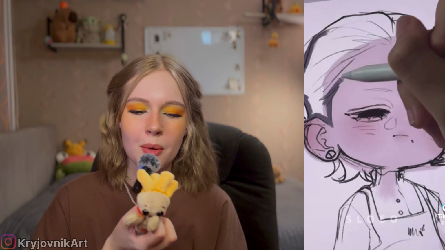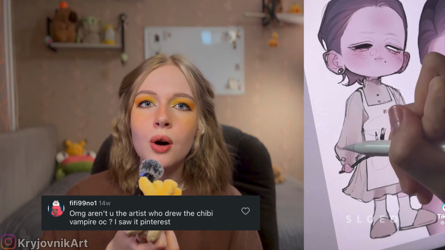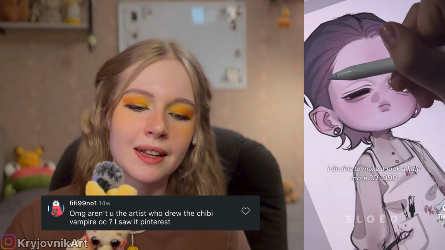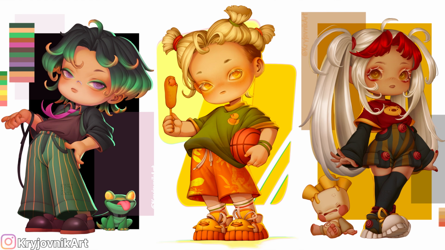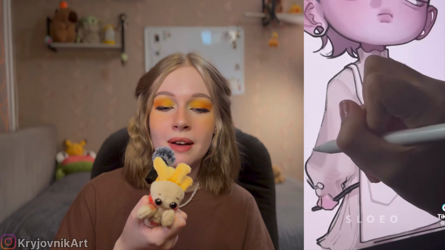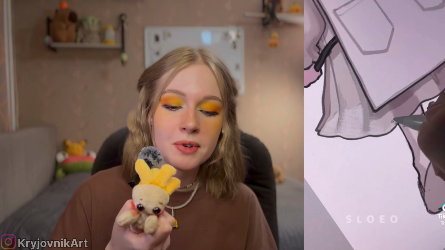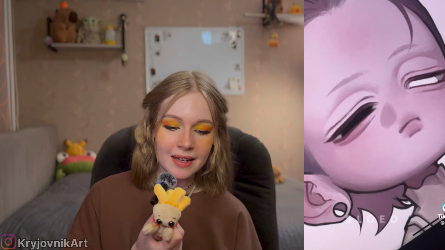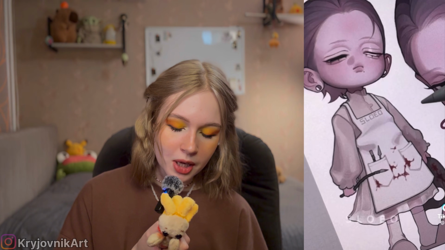This! Some time ago, someone on Instagram left a comment like, oh, are you that artist who drew their chibi vampire OC? Or something like that. Because I also drew my OCs as chibis. And I was like, no, I unfortunately don't have a vampire OC, you must be mistaking me for someone. But I guess this is what they were talking about. I'm 90% sure that this is it. This style looks amazing, by the way, my lord.